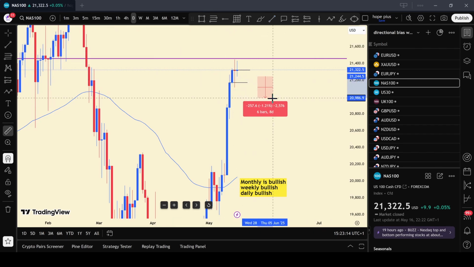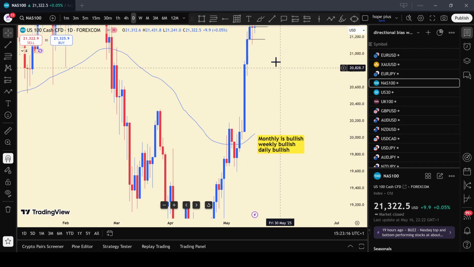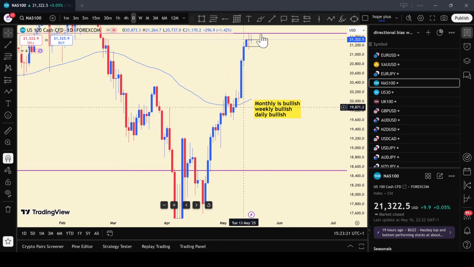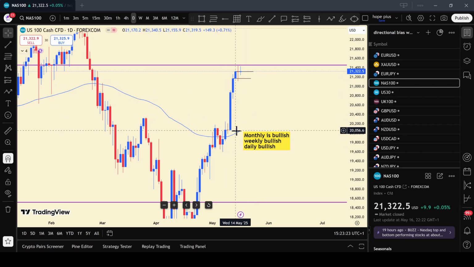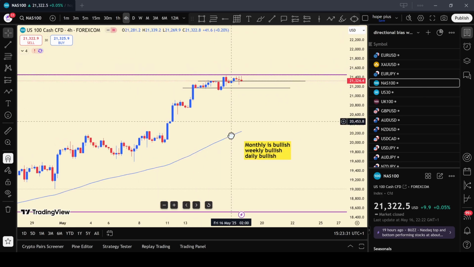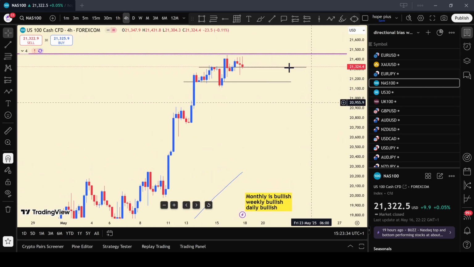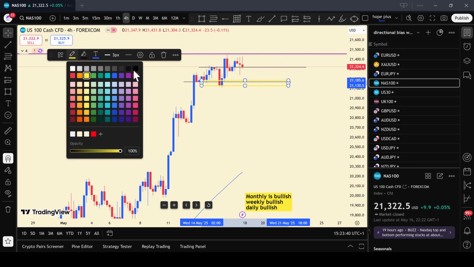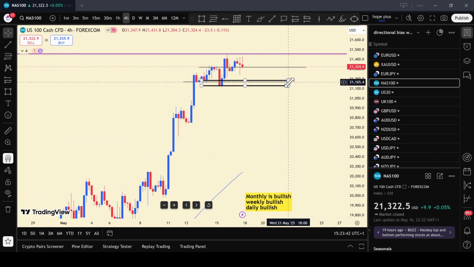As I said, on the NAS 100, since I've missed all of this, we only took some trades around there, but we did not continue adding to it. So I'll simply wait and see how next week will play out. Then on the 4-hour, if I have to buy at all, from this level, this is what I'm looking for a buy.